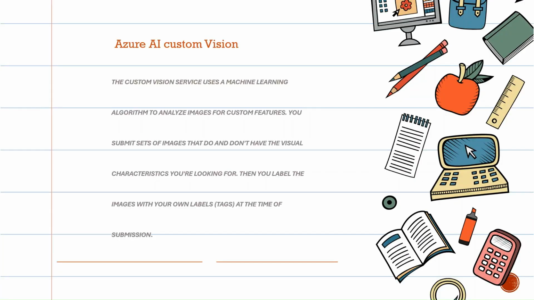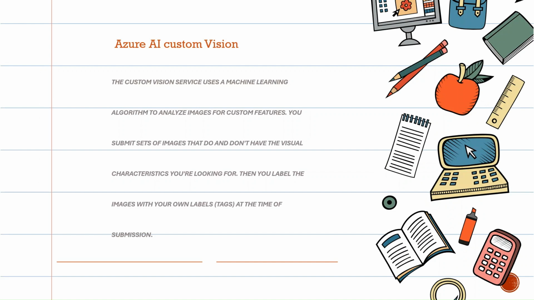Okay, what is Azure AI Custom Vision? Custom Vision Service uses a machine learning algorithm to analyze images for custom features. You submit a huge number of images that may or may not have the visual characteristics that you are looking for. Then you can label the images with your own labels or tags at the time of submission.